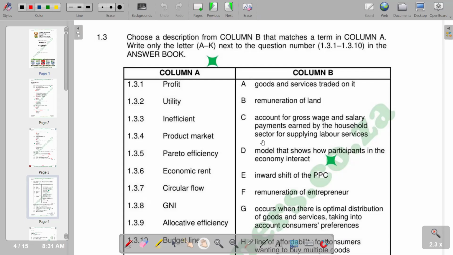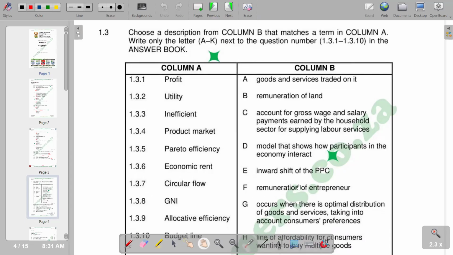If you go down, you'd see that F is the most appropriate: remuneration of entrepreneur. Remember, profit is a factor income which comes from entrepreneurship. So the factor income of entrepreneurship is profit. So basically, F becomes the correct response that we have.